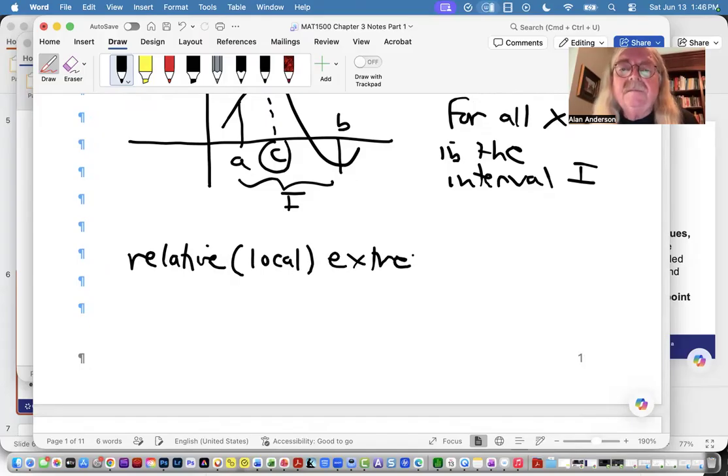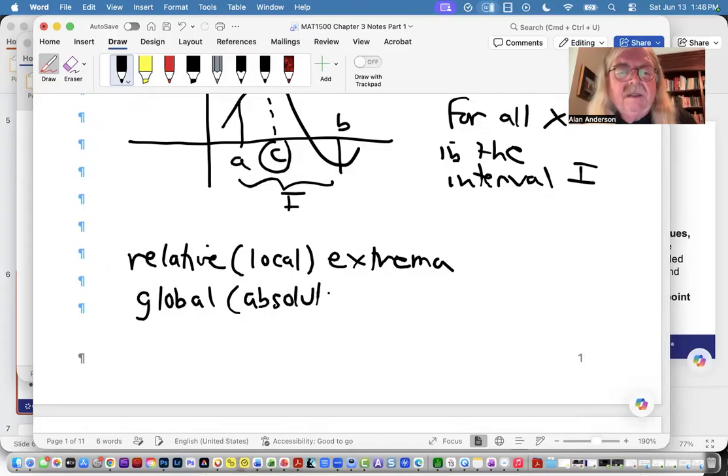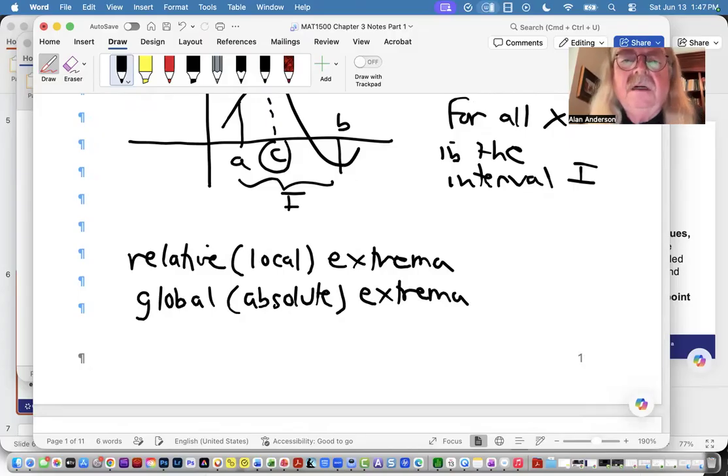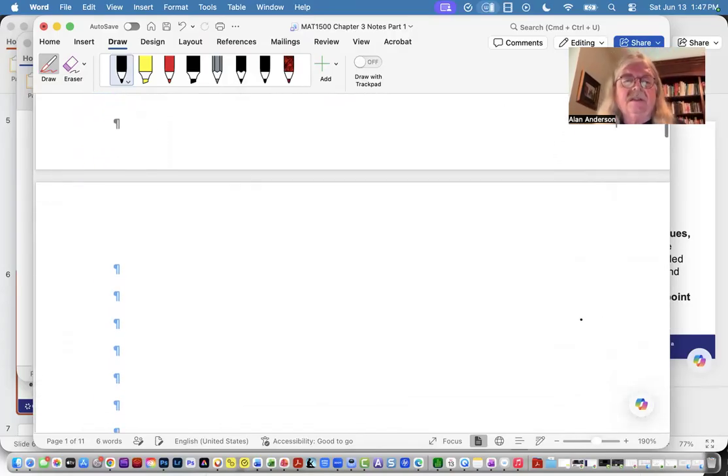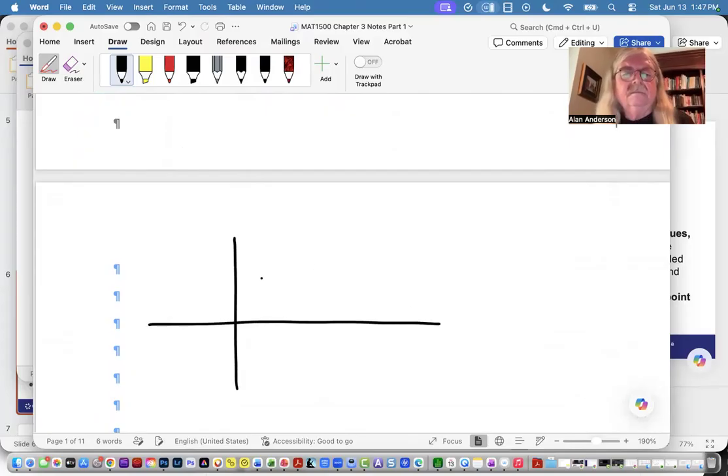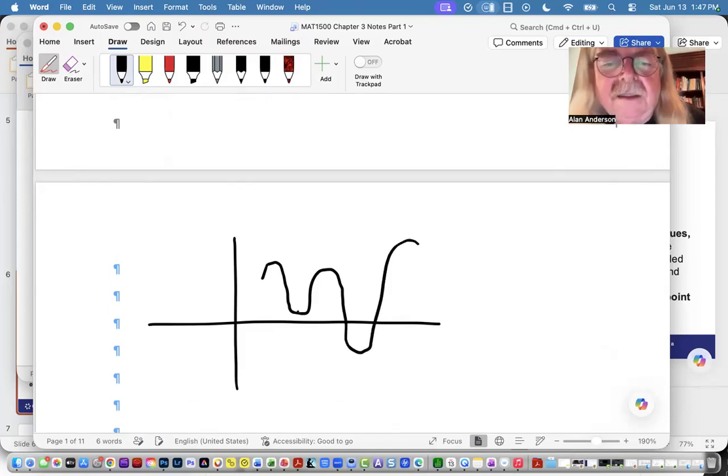Now, this is only true if there's more than one. We can also have what's called a global or absolute extrema. Let's say, for example, you've got something like this going on. So this is A, this is B.